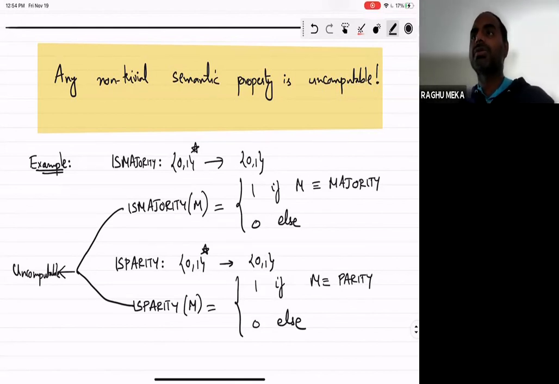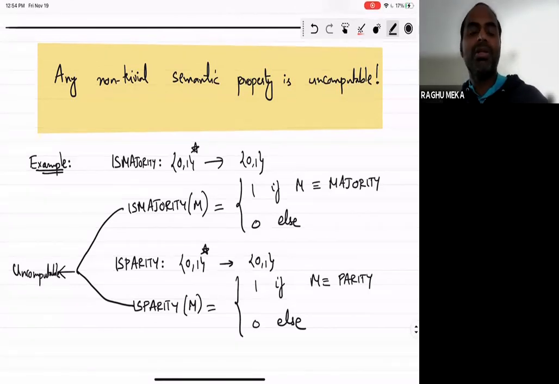Any other questions? One should keep in mind that this gives you many uncomputable problems, and it really kills the hope for meta reasoning about programs. Any property you care about in programs cannot be answered by a program.